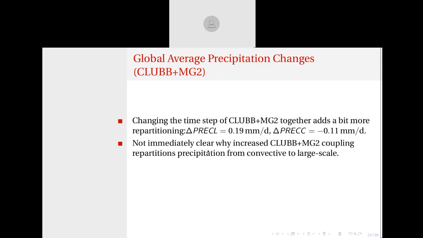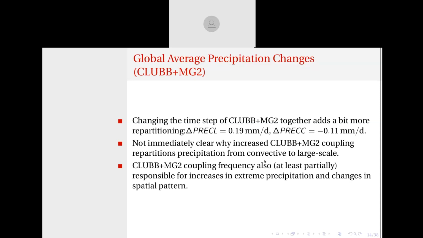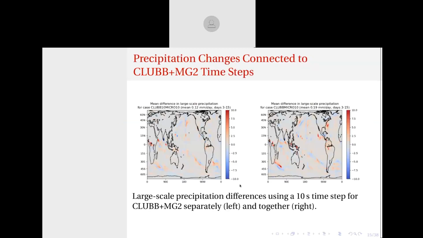So it's not immediately clear why the repartitioning is happening here, although I'm going to get into some of the mechanisms later, or at least some aspect of why we think this happens. But it's not surprising that this would affect precipitation, and it's not the microphysics by itself, but the combination that explains different extreme precipitation and different regional patterns of precipitation.